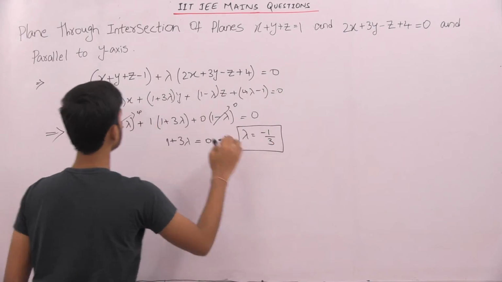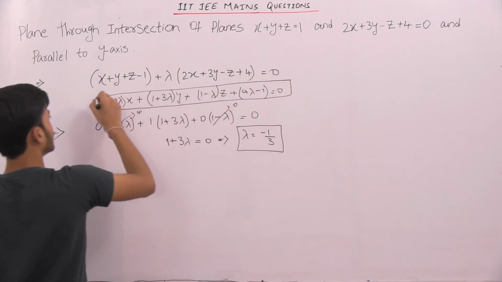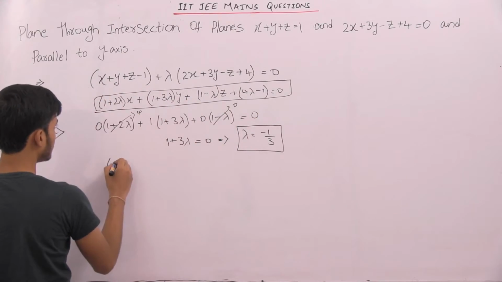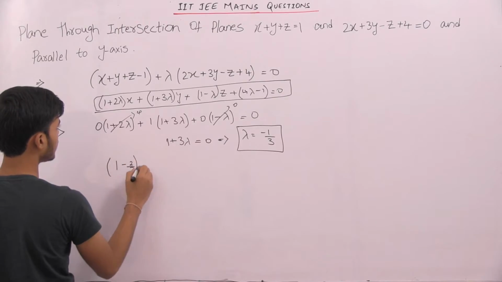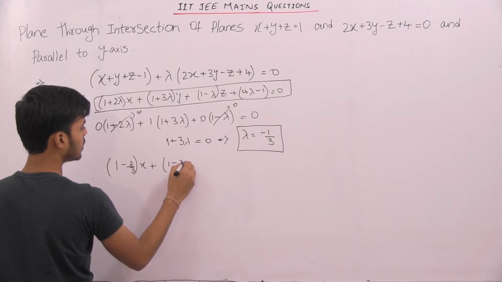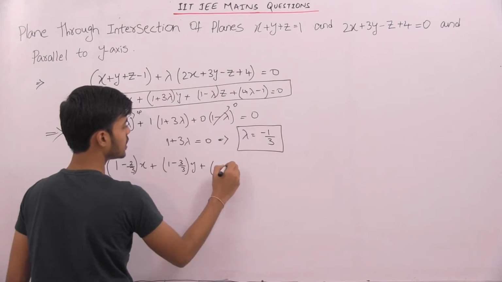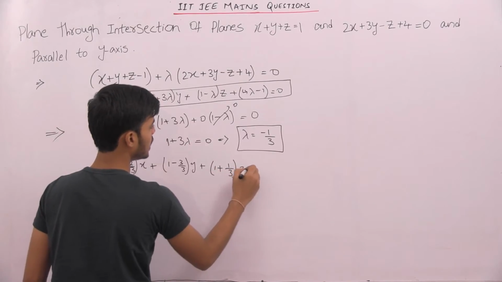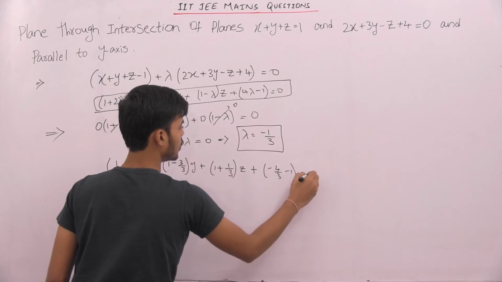So all we have to do is substitute this lambda value into this equation. Then we will get the equation of the plane: 1 minus 2 by 3 into x plus 1 minus 3 by 3 into y plus 1 plus 1 by 3 into z plus minus 4 by 3 minus 1 equal to 0.